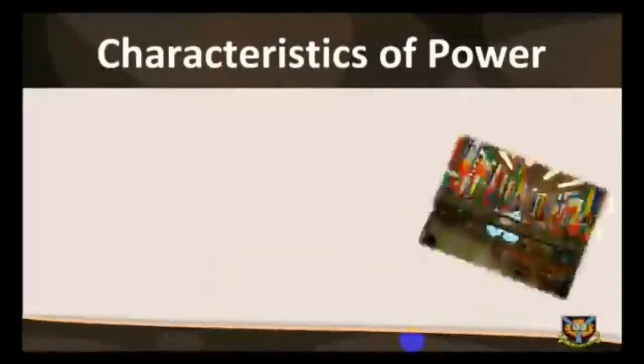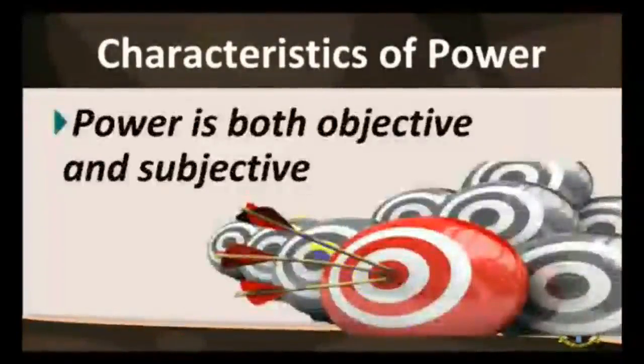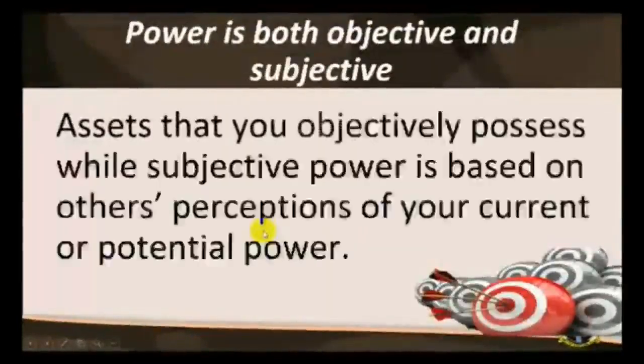E. Power is both objective and subjective. Objective power consists of assets that you objectively possess and that you have both the capacity and the will to use, while subjective power is based on others' perceptions of your current or potential power.